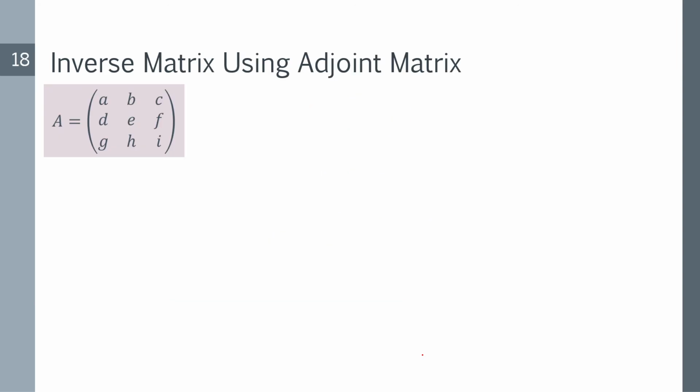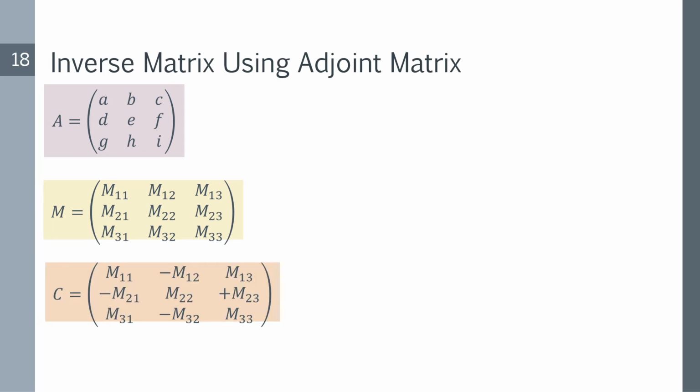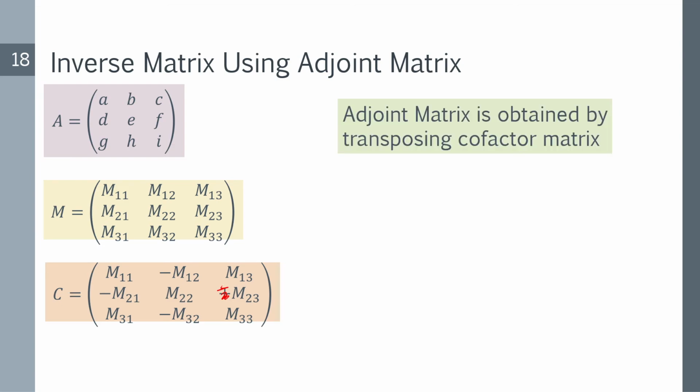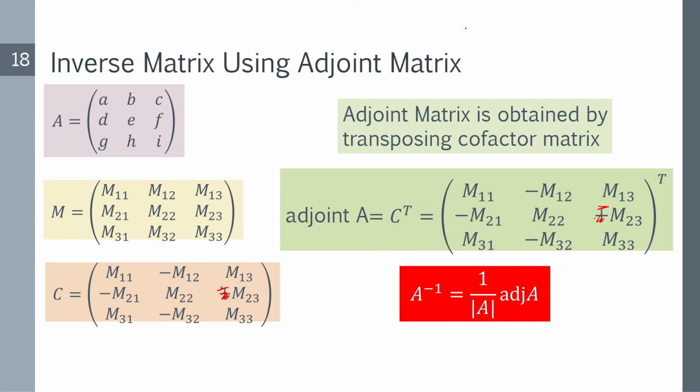Now let's look at what is called the adjoint matrix. Let's say you have a matrix with entries A, B, C, D, E, F, G, H, I. The first thing we need to find is the minor. After that, we have the cofactor. The difference between the minor and the cofactor is the sign only, the alternating plus and minus. Then the adjoint matrix is obtained by transposing the cofactor matrix. So you transpose this one, and then you use this.